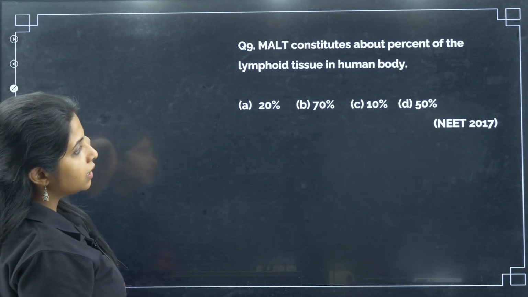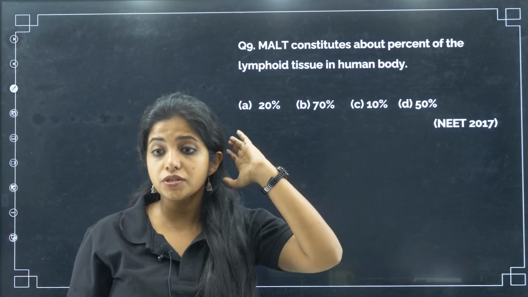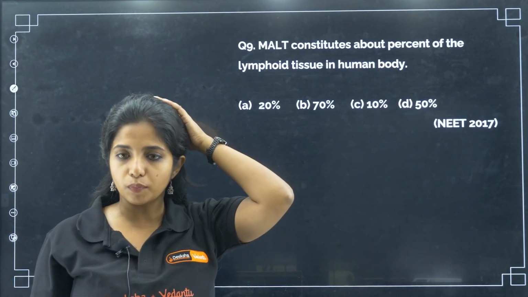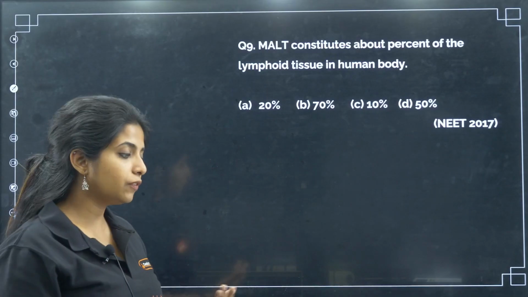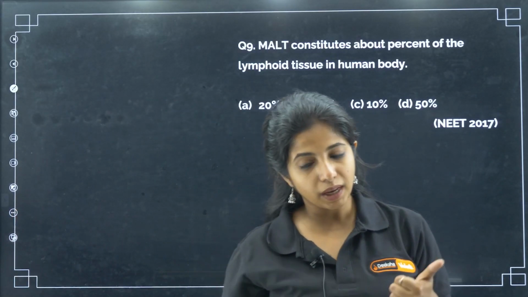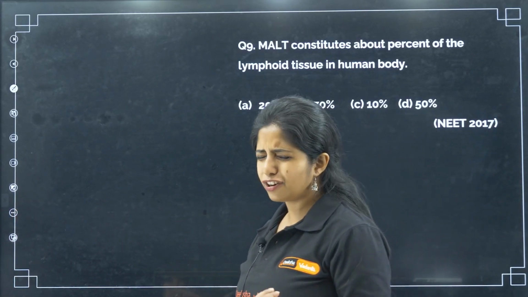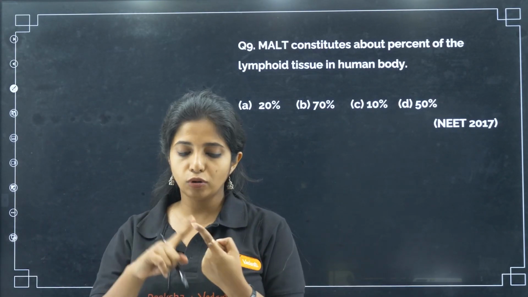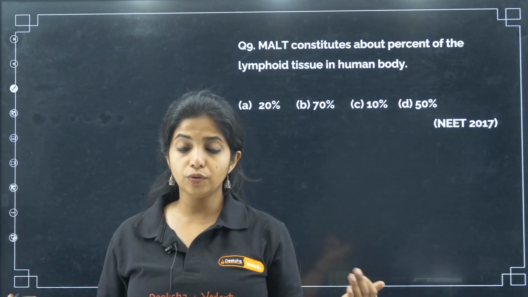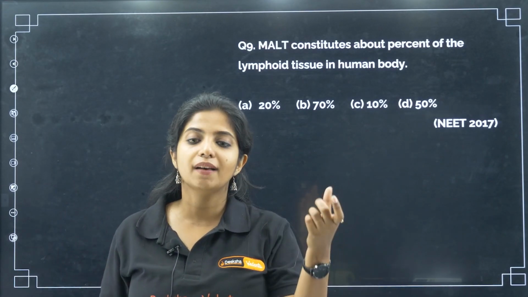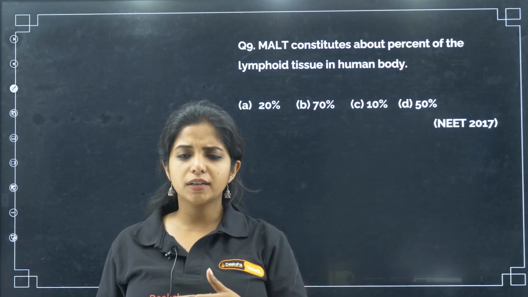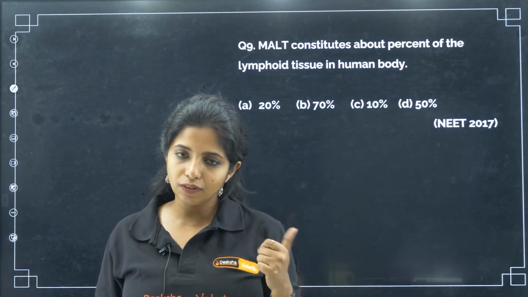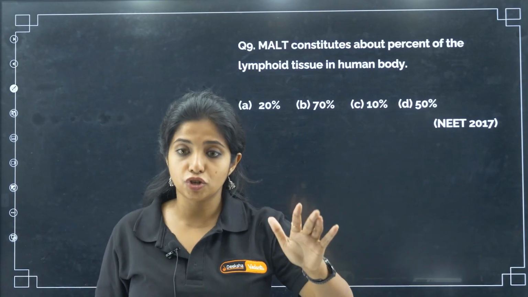Now, MALT, mucosa associated lymphoid tissue, constitutes about what percent of the lymphoid tissue in the human body? First of all, what do you mean by lymphoid tissue? There are two types of lymphoid organs, primary and secondary. Primary are bone marrow and thymus. Bone marrow is a place where all the cells are formed because it has the stem cells. All the red blood cells, white blood cells, platelets are formed. White blood cells include the B lymphocytes and T lymphocytes, so they are also formed and they mature.